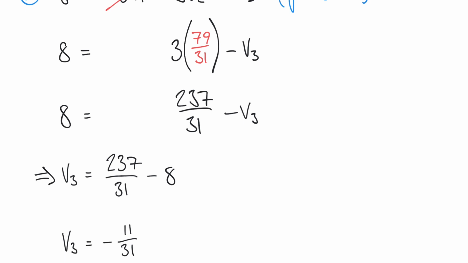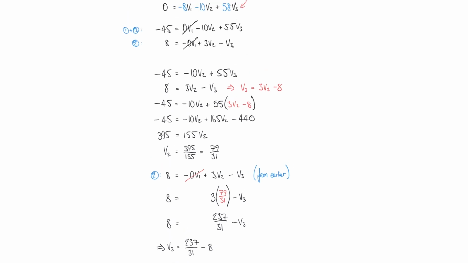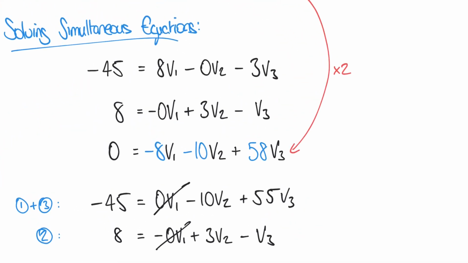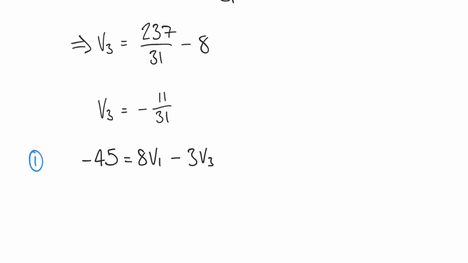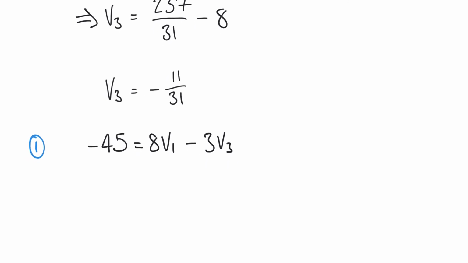Now that we have the values for V2 and V3, we can substitute these into any of our original equations that had a V1 term. And we're looking to find V1. So we're going to avoid any of the equations that had 0 V1, because that doesn't really help us very much. Let's use our original equation 1. In its simplified form, it looks something like this. We had minus 45 equals 8V1 minus 0V2 minus 3V3. And we can get rid of that 0V2 term. We have minus 45 equals 8V1 minus 3V3.